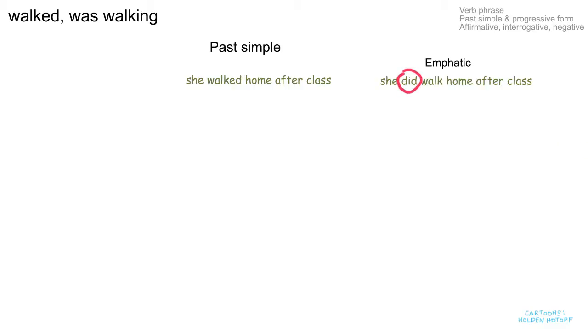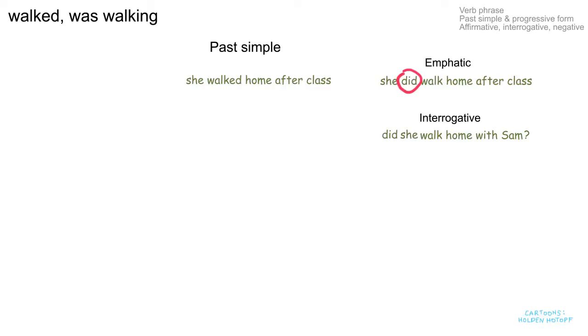This emphatic form, which years ago we used to use much more for the past tense, we now use to make questions like this. We take the she and the did and we change them around and we get, did she walk home with Sam? Don't forget the question mark.